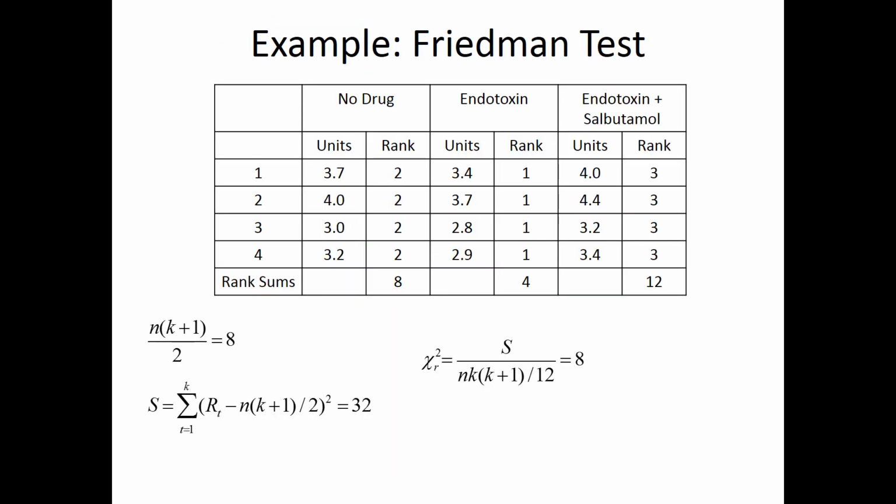So in our example then, we calculated the rank sum for each intervention. And with this, we can calculate the sum of the squared deviations. We also calculated our average rank sum, which we would expect for each intervention, and then calculate then our Friedman chi-square statistic.